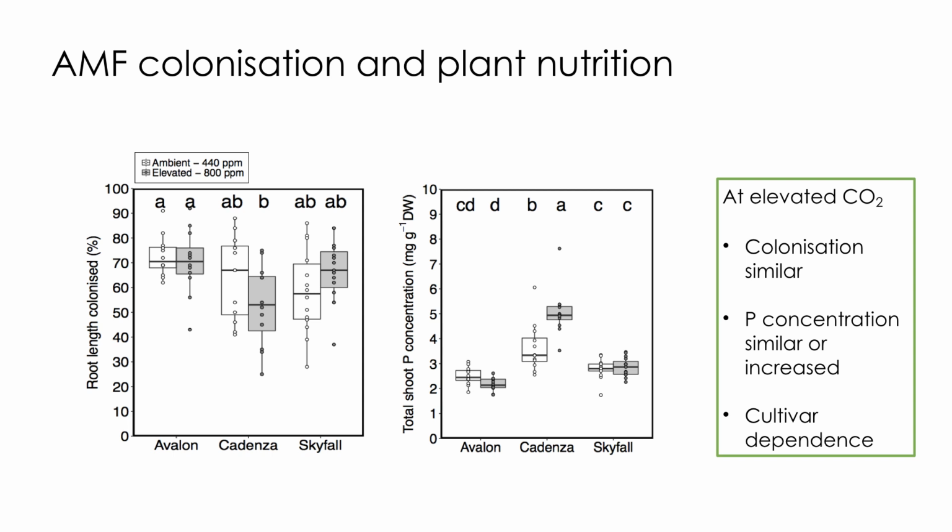Now moving across to this graph on the right, you've got phosphorus concentration in the shoots of these 3 cultivars, and we do see some variation here. So Cadenza has got higher phosphorus than the other 2 cultivars, and especially at higher CO2, there's this CO2 effect improving phosphorus uptake in Cadenza.